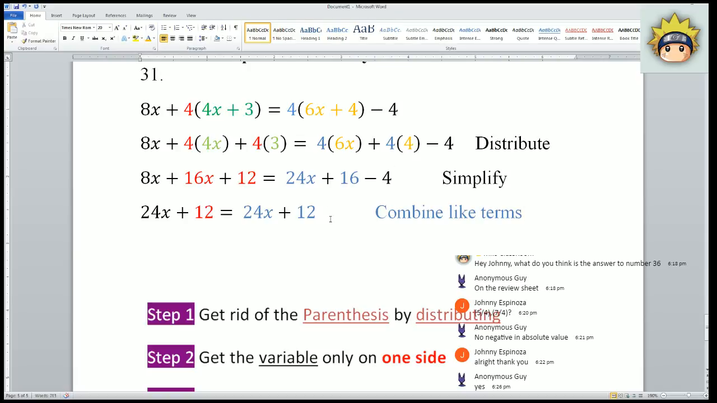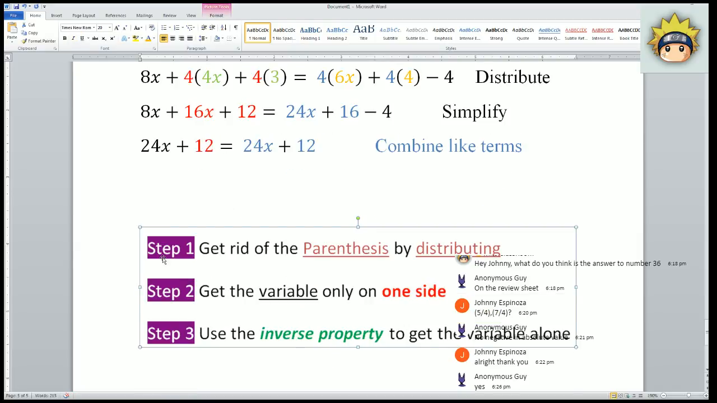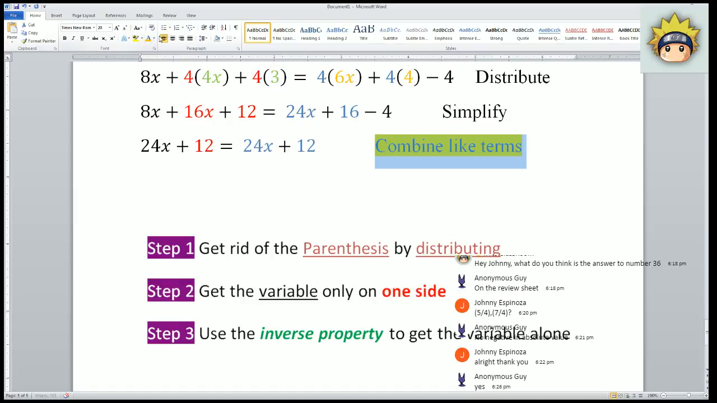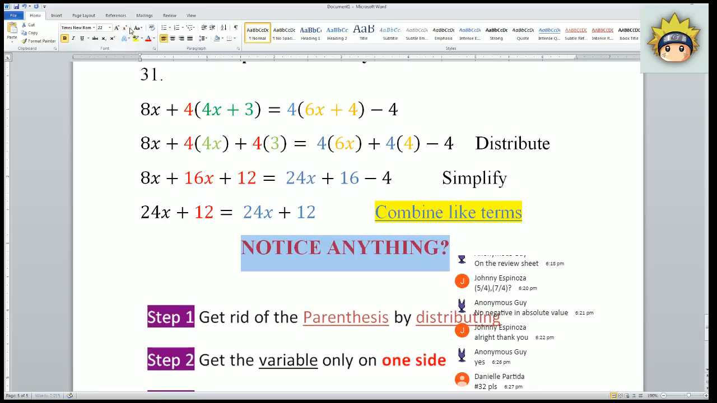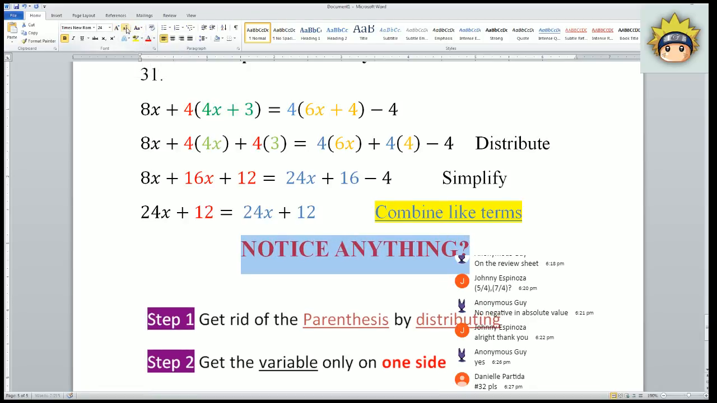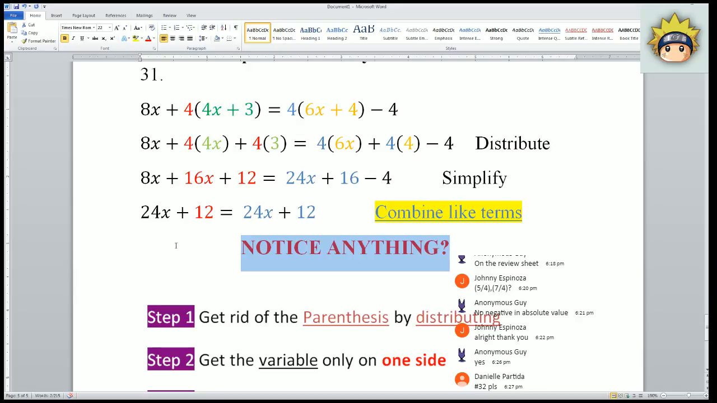Don't try to get rid of the variable right here. Combine like terms. You have to combine like terms, very important. Don't do anything else before you combine like terms. After that, notice anything? What do you notice?